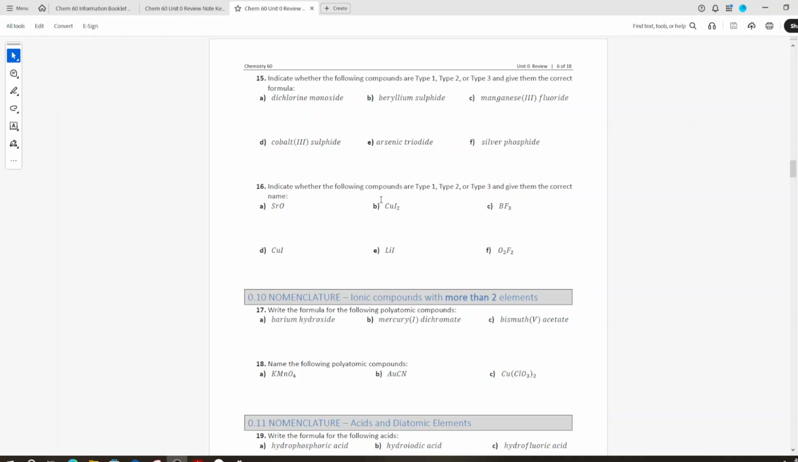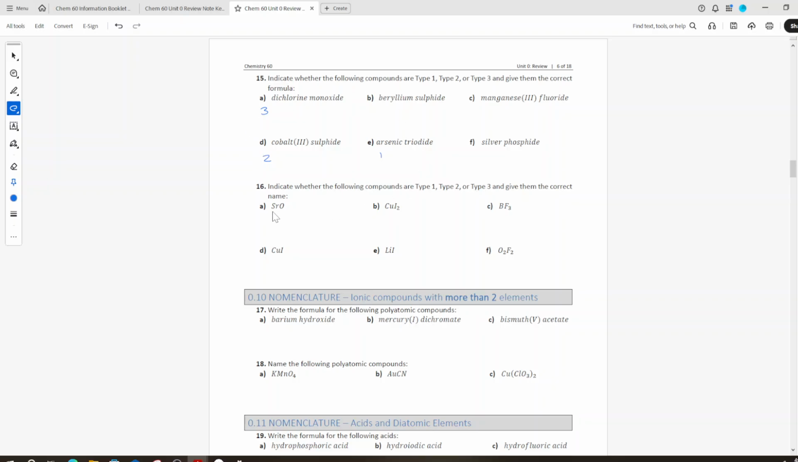So what you're looking for, in the names, it's pretty obvious. If you have prefixes, then you know you're dealing with a type 3. If you have a Roman numeral, you know you're dealing with a type 2. And then if there's none of that, you know that you're dealing with a type 1. And so then just go and practice the rules.